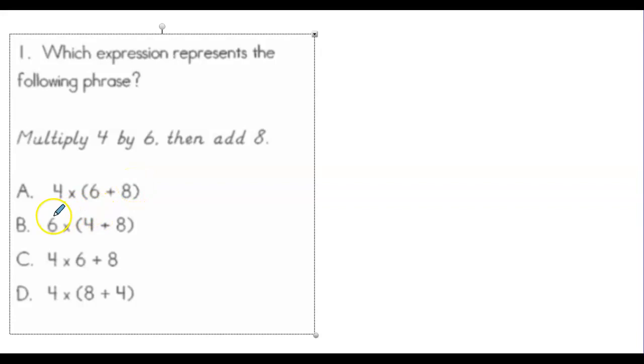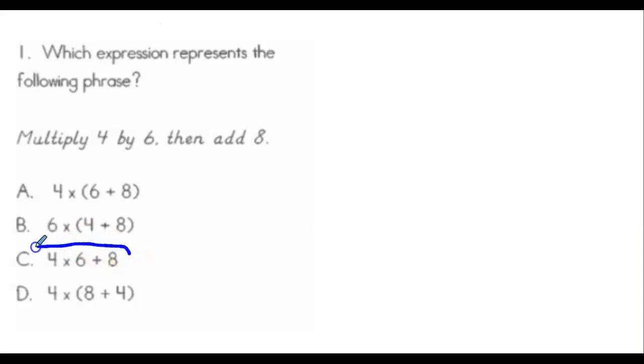That's not it. This is 6 times the sum of 4 and 8. No. Right here we have 4 times 6 plus 8. So this one would be correct right here. Sorry, my scribbling is off and doing its thing. So down here, let's try to read this one. This would be 4 times the sum of 8 and 4. So make sure that you're knowing how to read these.